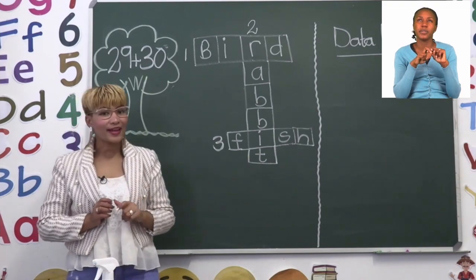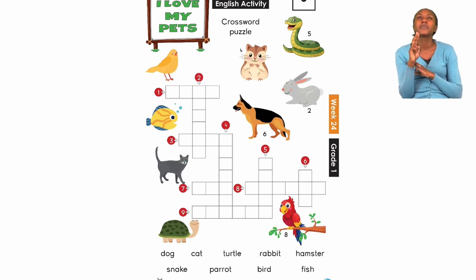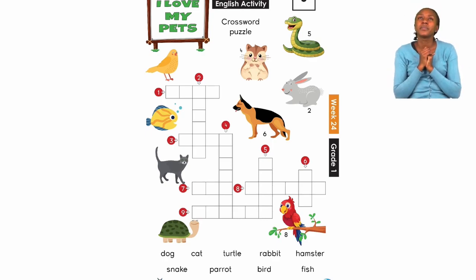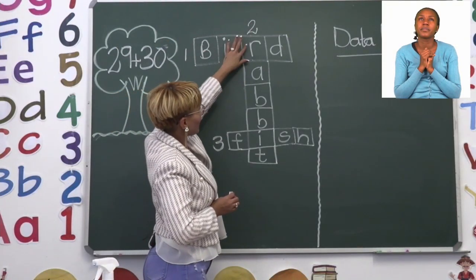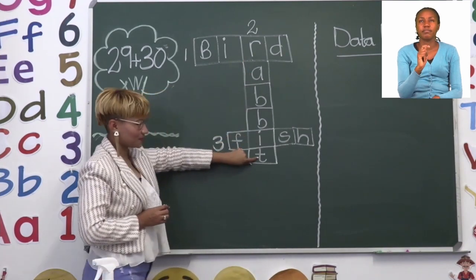Now let's quickly go back to the page and have a look at number 2. Now can you see number 2 will now go down. Now can you find the animal labeled number 2 for me? Good job. Now you will see number 2 is a rabbit. Right. So now we go back to the crossword, and on the board I also wrote it in for you. You will see number 2 is a rabbit all the way down.